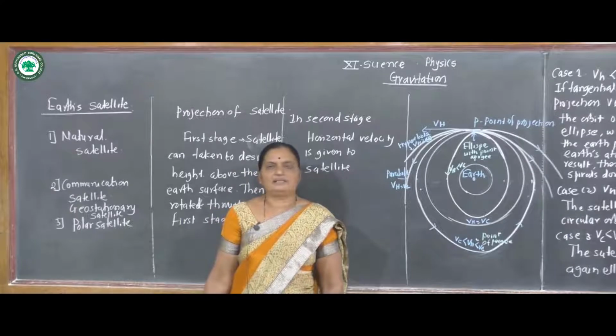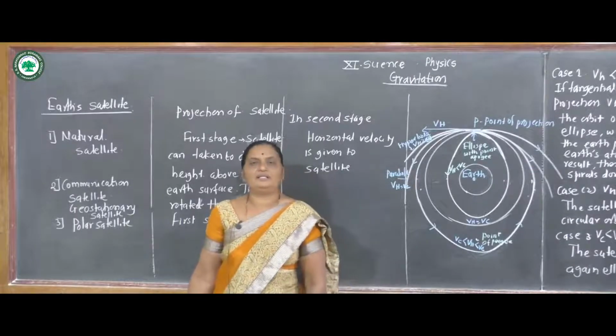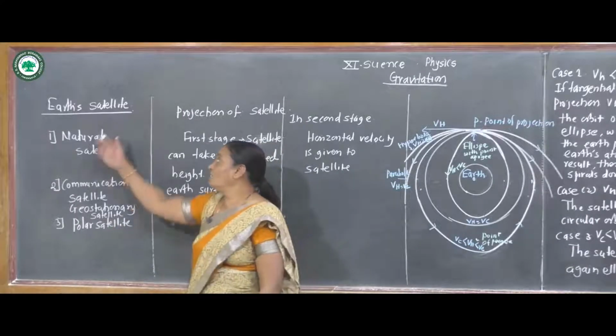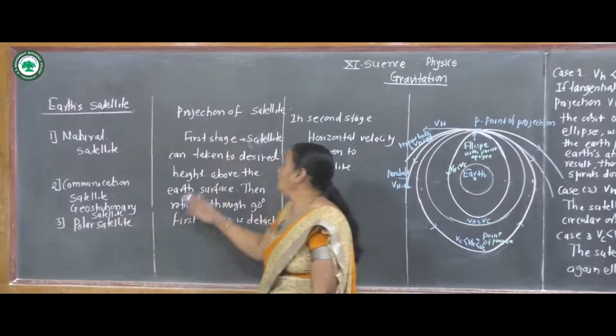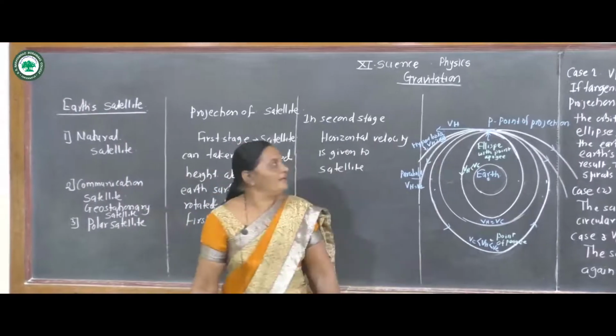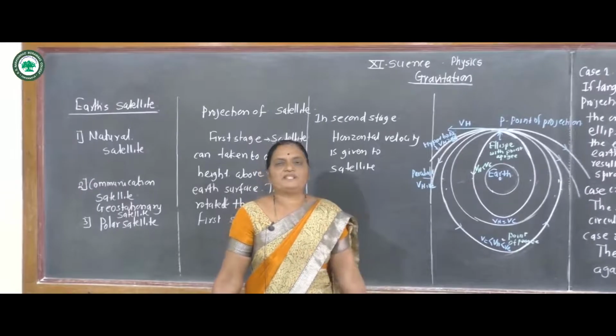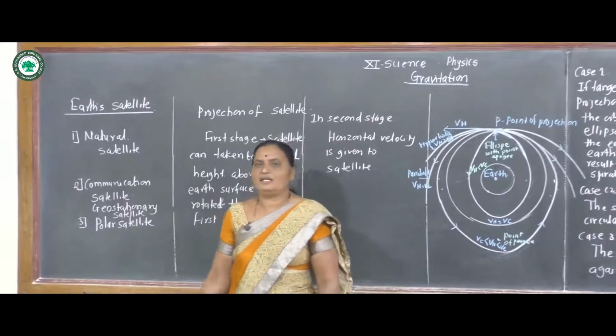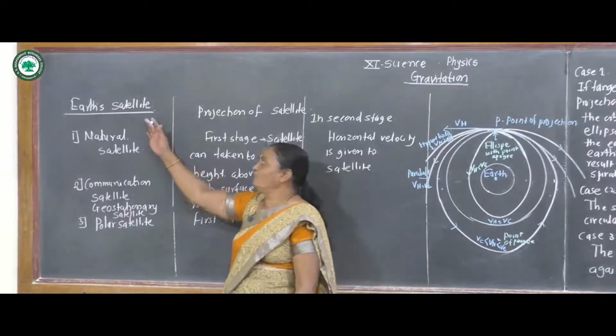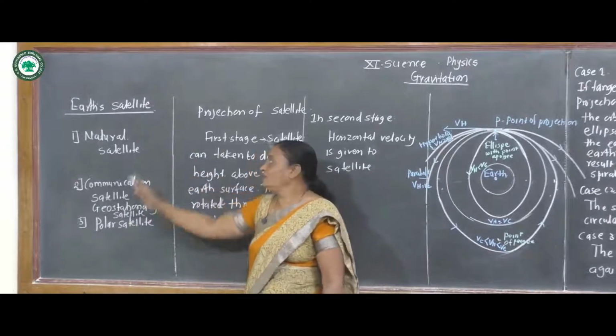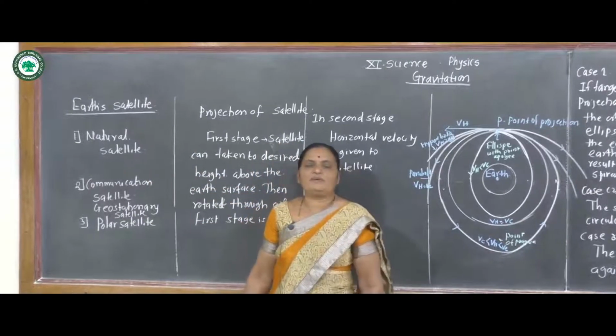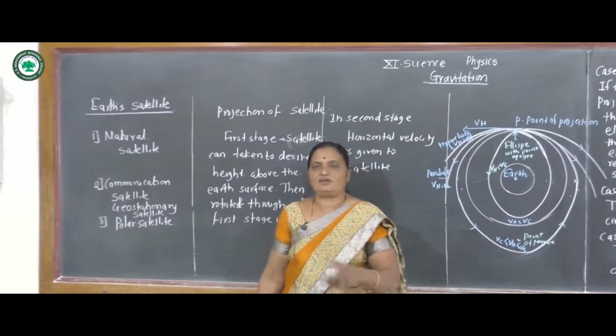Today we start the chapter Gravitation. In this chapter we see the Earth satellite, then projection of satellite, and the cases of projection of satellite. Now here we see the satellite. What is a satellite? It is, for example, the Moon. Moon is the satellite of the Earth.